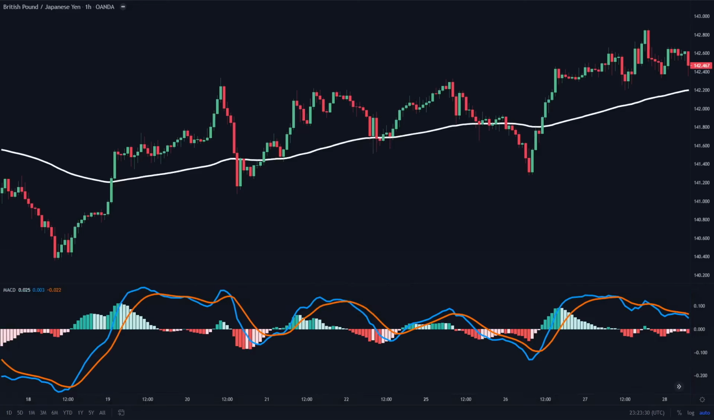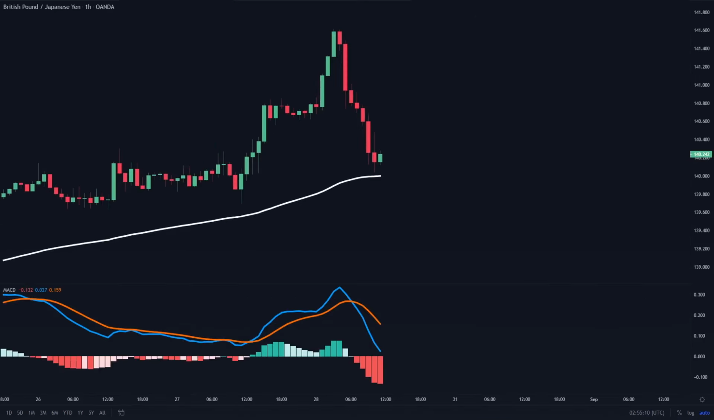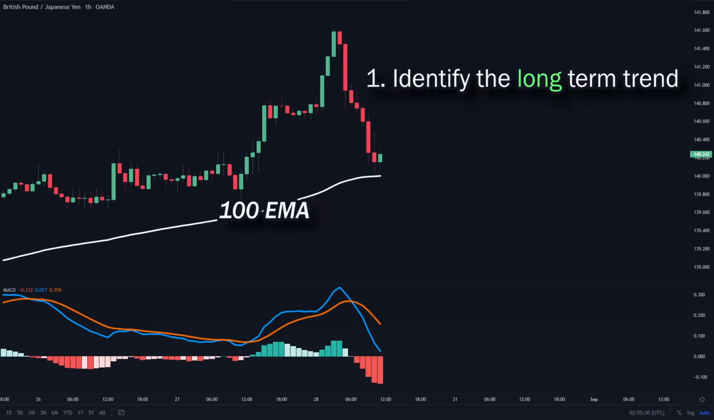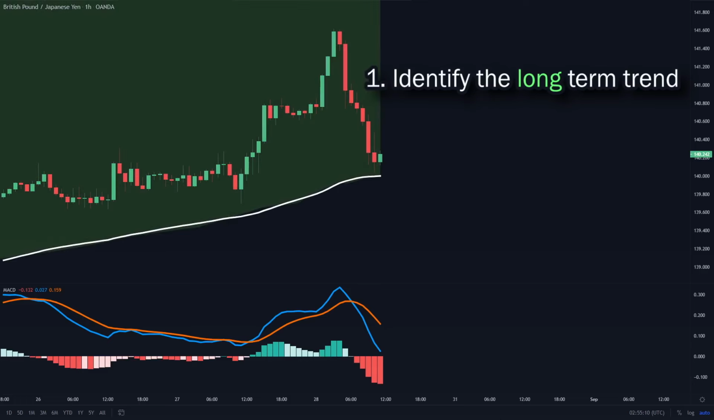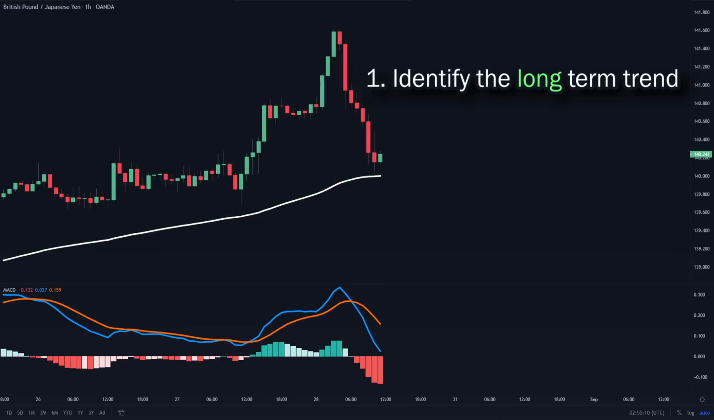This way we can safely trade the MACD while making sure that we are staying in the same direction as the long-term trend. The first step is to identify the long-term trend by looking at the 100 EMA. If the price is above the 100 EMA, it indicates that the long-term trend is up, and if the price is below the 100 EMA, it indicates that the long-term trend is down.